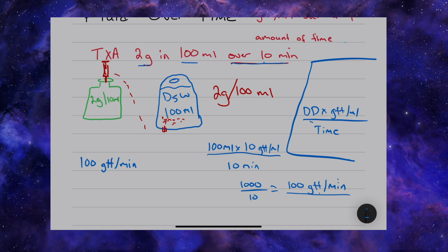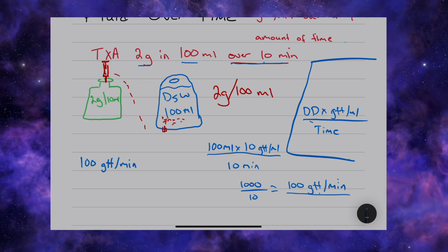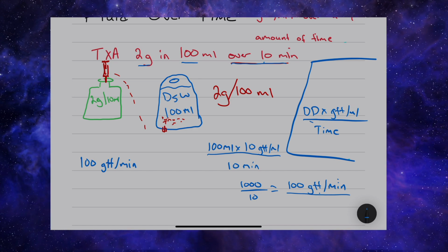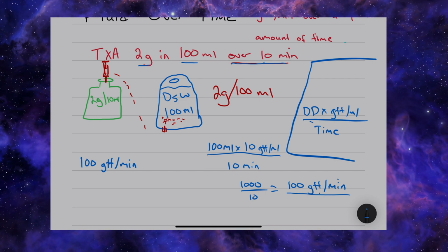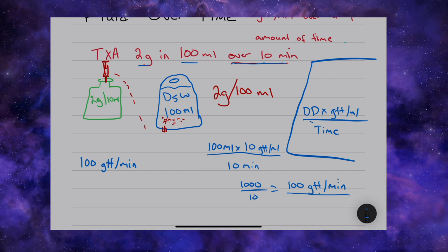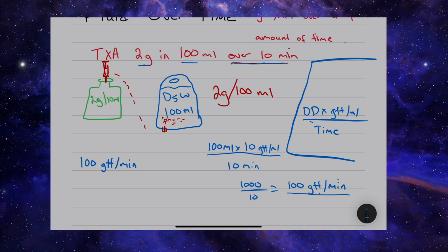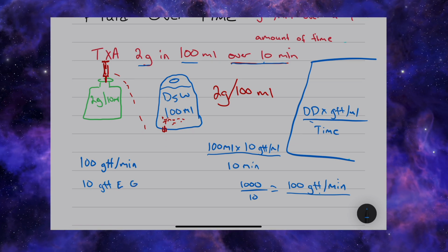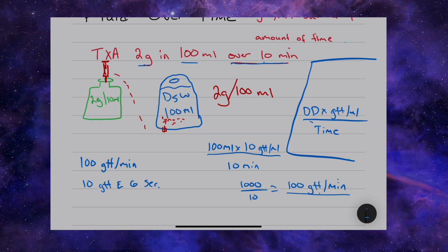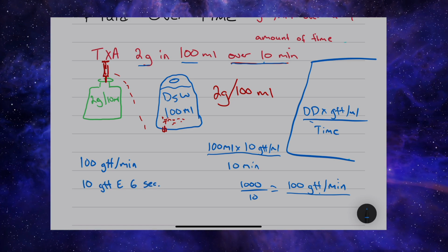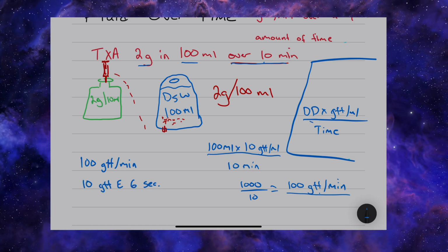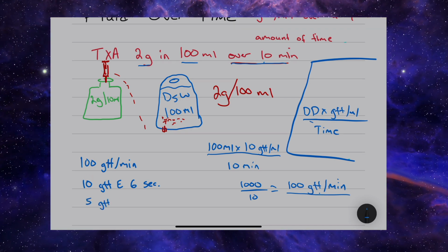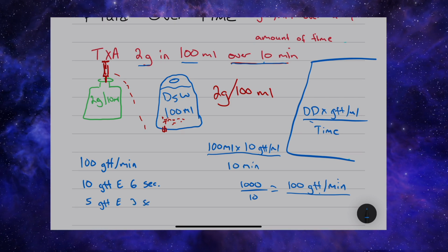I can divide that by 60 and I would get 1.6 repeating drops a second. Okay, so it's about 2 drops a second. That's kind of doable. I can take that 100 and I can divide that by 10. If I divide 100 by 10, I get 10. That would mean that I would give 10 drops every 6 seconds, right? I can take that 100 and I can divide that by 20 and I get 5. That would mean I would give 5 drops every 3 seconds.